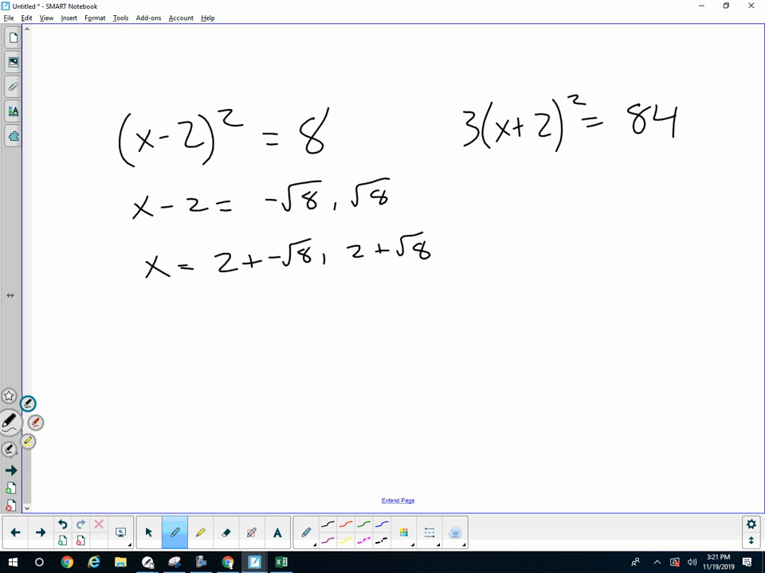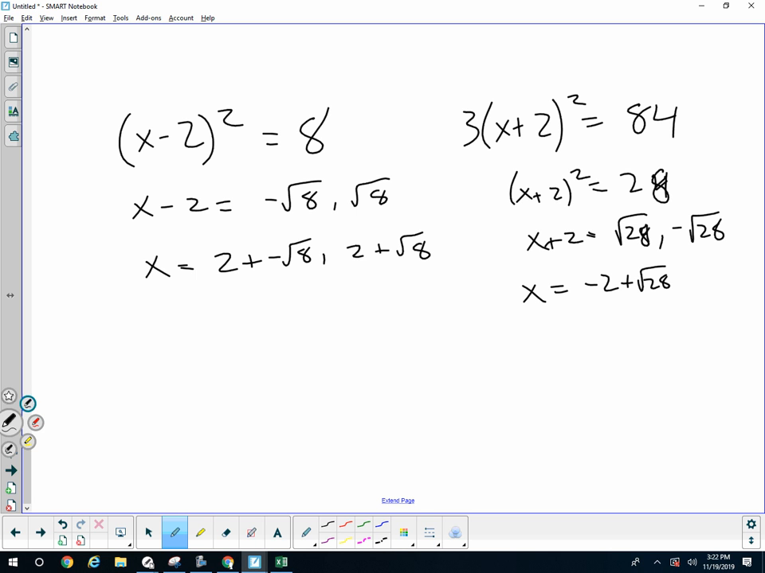Same thing. Divide by 3, what do I get? 24. So (x plus 2) squared is 24. Square root. x plus 2 equals positive root 24. I'm sorry. And negative root 24, you subtract 2. I like to add a negative 2. Negative 2 plus positive root 24, negative 2 plus negative root 24.